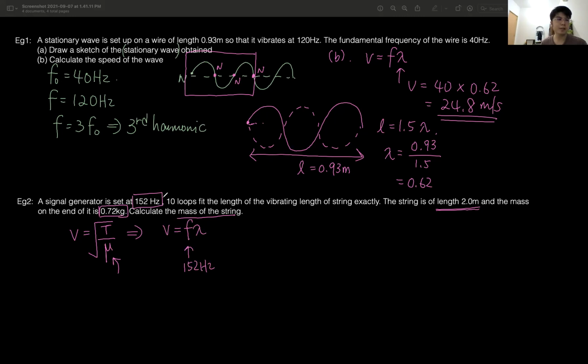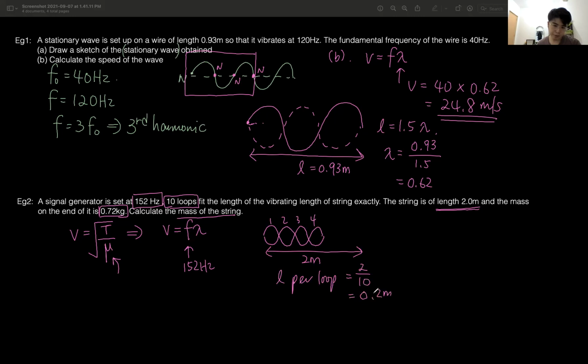Now it says here 10 loops fit the length of the vibrating length. So you have 10 loops, you have something like this, right? So 1, 2, 3, 4, you have 10 of this in the length of 2 meters. So you just divide: what is the length per loop? 2 meters divided by 10, 0.2 meters. So one loop is 0.2 meters. Wavelength is how many loops? Wavelength is 2 loops.